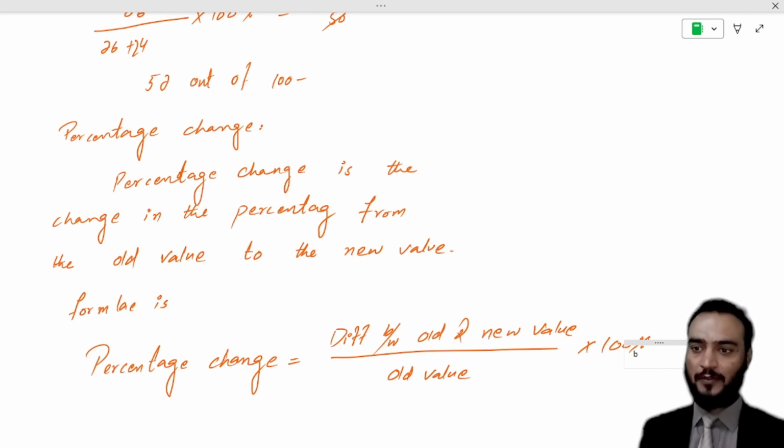So this is all for today. This is all the required basics of the chapter percentages. And I hope you understand that.